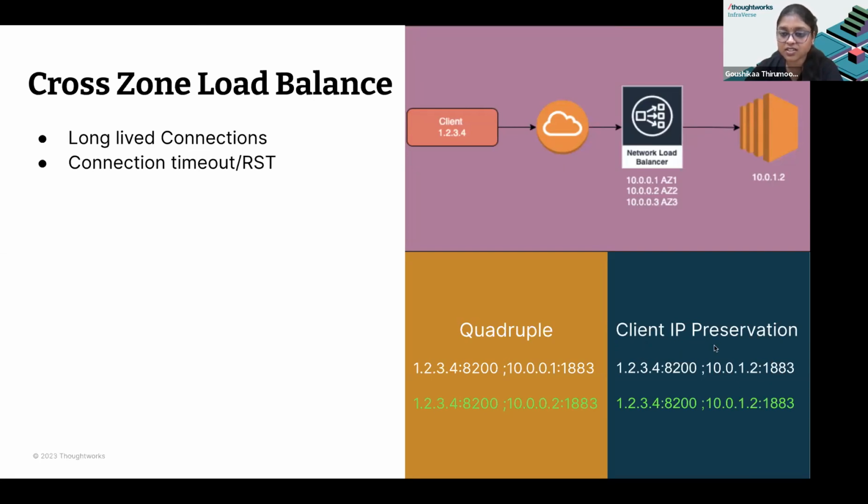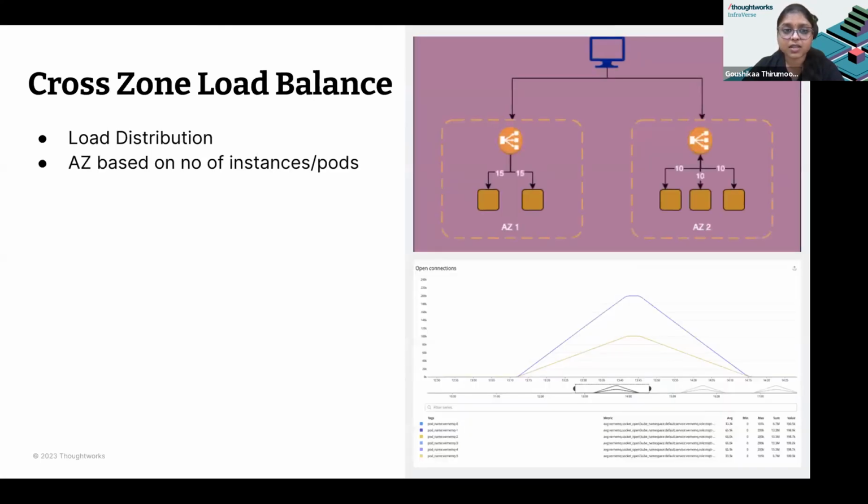In our case, we wanted this client IP preservation, but because of this change, we were facing an issue with the cross-zone load balancer. Whenever these quadruples are the same, a new connection is getting reset. Because of this, we were not able to achieve the max connections that we were expecting. So to avoid this, one option is to disable the cross-zone load balancer.